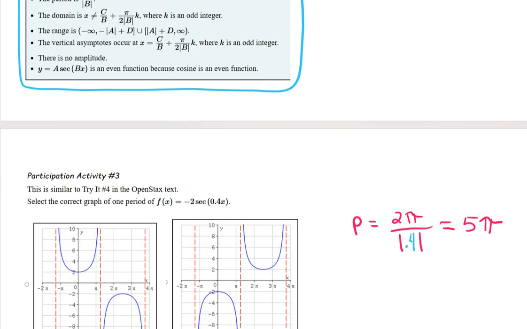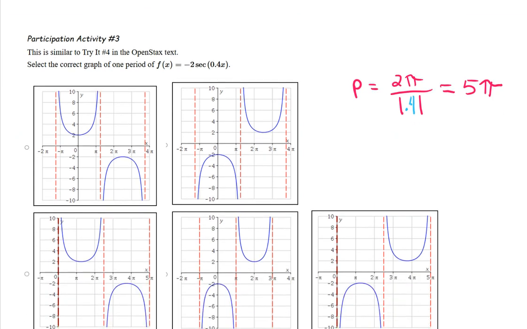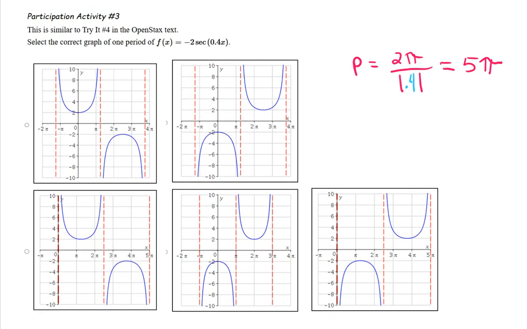So when you get to this problem, participation activity number 3, it says select the correct graph of one period of f of x equals -2 secant of 0.4x. So I went ahead and calculated the period. It'll be 2 pi over the absolute value of 0.4. And the absolute value of 0.4 is 0.4. And 2 divided by 0.4 gives me 5 pi.